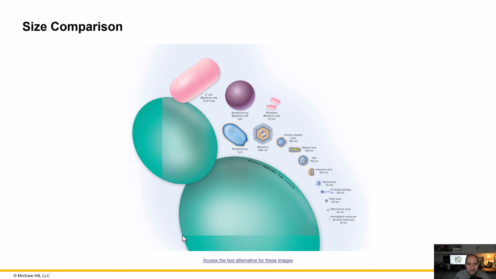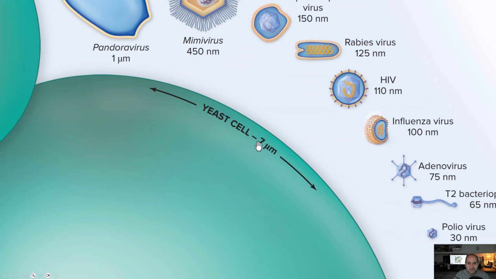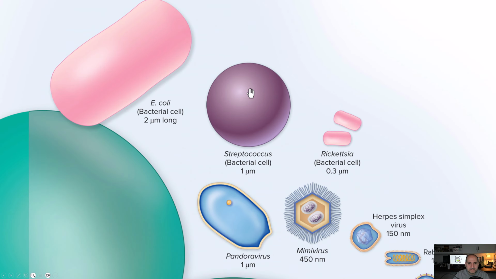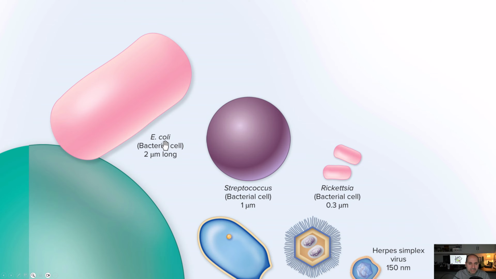So here you can see a size comparison of a eukaryotic yeast cell. See in kind of teal color here, you have a eukaryotic yeast cell, which appears to be budding, and that's quite large. It's about 7 micrometers across, right? So 7 micrometers, you're going to easily see that with a light microscope, which has a minimum resolution of 1 micrometer. And then E. coli, remember E. coli and Staphylococcus, or in this case, sorry, Streptococcus. These are bacterium and they are prokaryotic. E. coli is about 2 micrometers long, so you could visualize it with a light microscope.